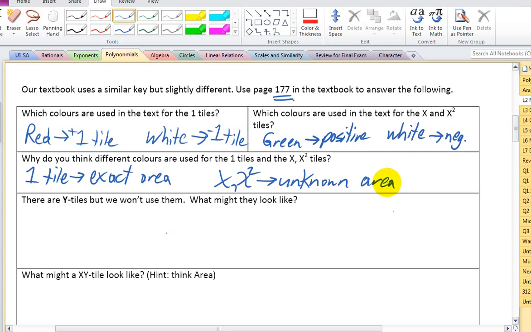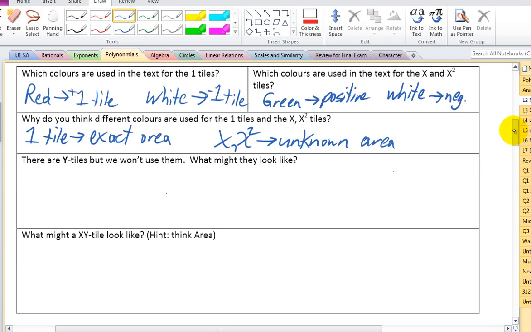Now, there are Y tiles, but we don't use them. What do they look like? Any ideas? Circular. Good guess. No, they aren't. Remember their areas. So one of them was actually the same, 1 centimeter. But what about the length? Any ideas on that?